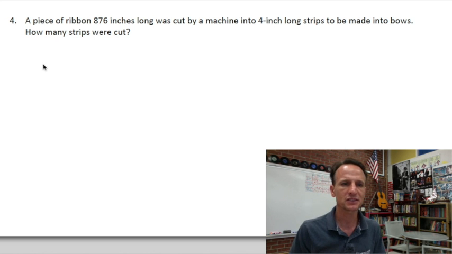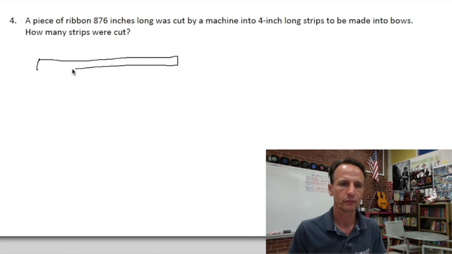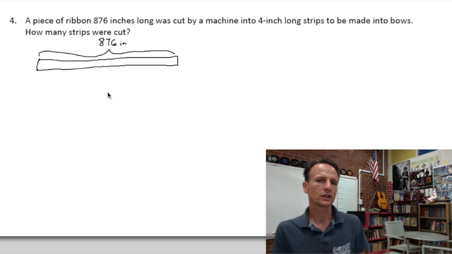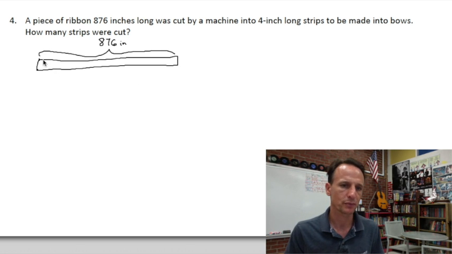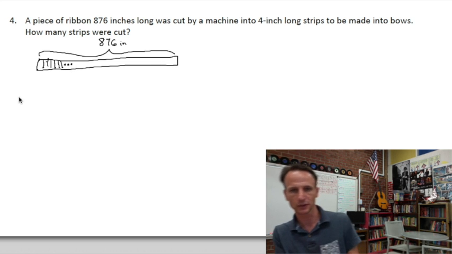So we know the total length, right? The whole ribbon is 876 inches, which we abbreviate IN. And so now we know how long each strip is. Each strip is 4 inches. So 4, 4, like I'm cutting up the ribbon here. 4, 4, 4, and so on. So I have my dot, dot, dot, meaning ellipses is what it's called, meaning and so on, continuing.